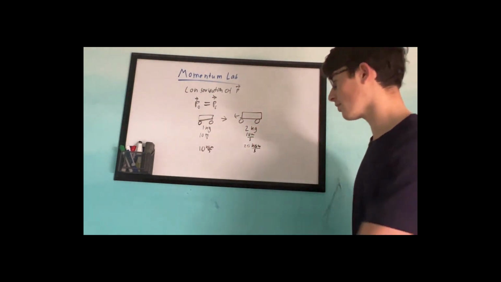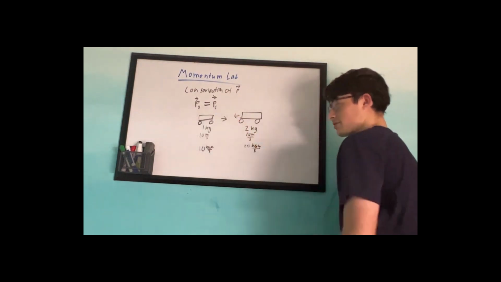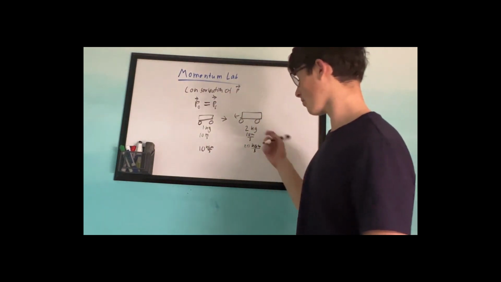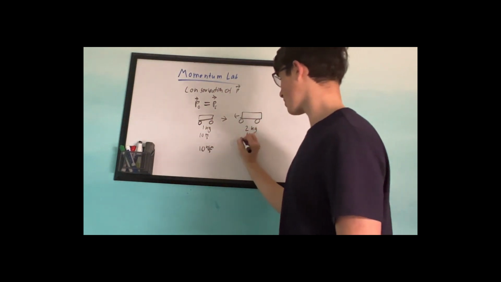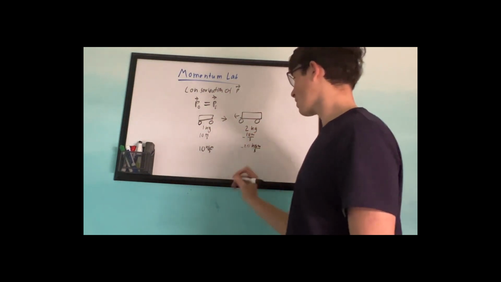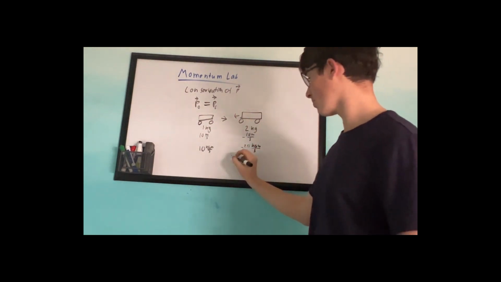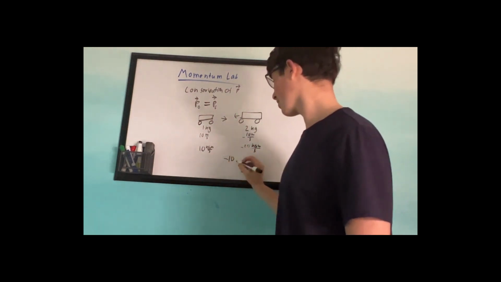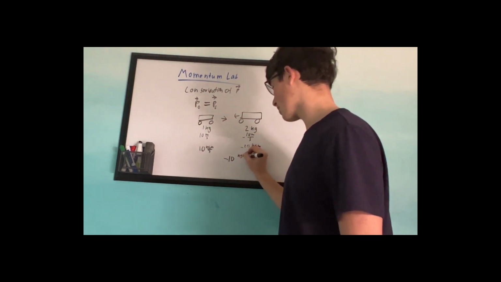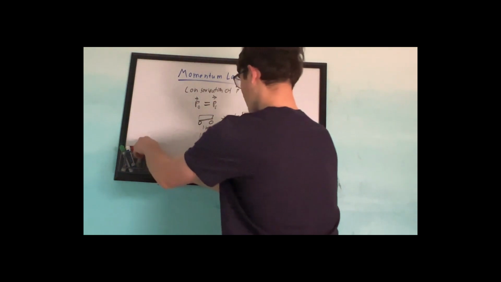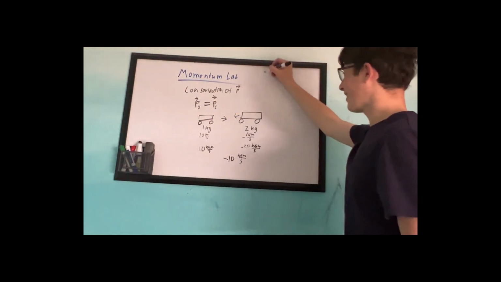However, you have to notice we decide one of these directions is positive and one is negative. I'm going to prefer making the right direction positive. So we're going to make this one negative, and we're going to add these together to find the total momentum of the system. So we're going to get negative 10 kilogram meters per second.